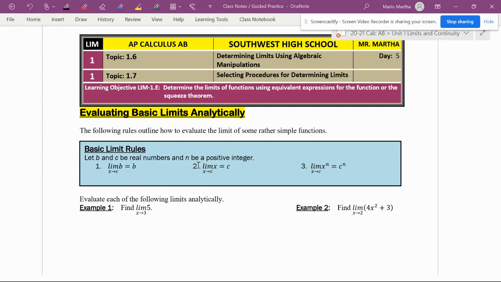So whatever the constant is is just going to be equal to the same number itself as x approaches some number c. Rule number two, the limit of x as x approaches c. Again, here pretty much is just a direct substitution. Whatever you look at on here, that's pretty much where you are going to go, right? So you just plug it in and that's what your value is going to be. And then the last one, if you notice, is just an exponent. So the limit as x approaches c of x raised to the n is equal to c raised to the n.